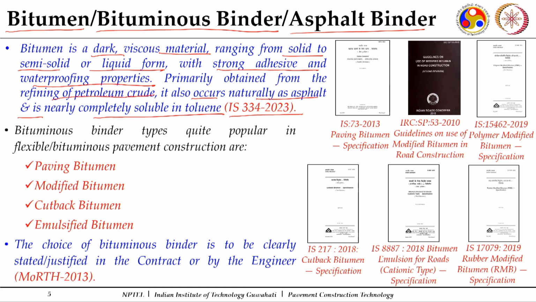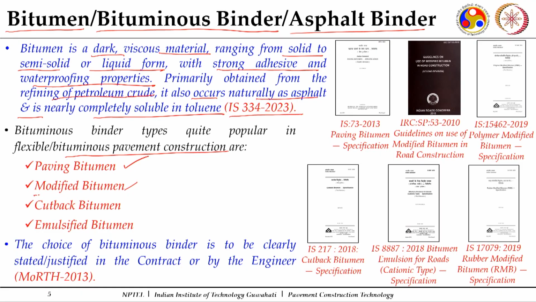Now, under this bituminous binder, there are normally 4 different categories which are popular specifically for bituminous or flexible pavement construction. The first one is paving bitumen, the most common and widely accepted type of bitumen. The second, if I modify certain characteristics of this paving bitumen, can come under the category of modified bitumen. The modification can be done in different manners. It can be through additives of some polymers. I can also add waste materials, like waste plastic, waste rubber, or some synthetic polymers, elastomers, plastomers.